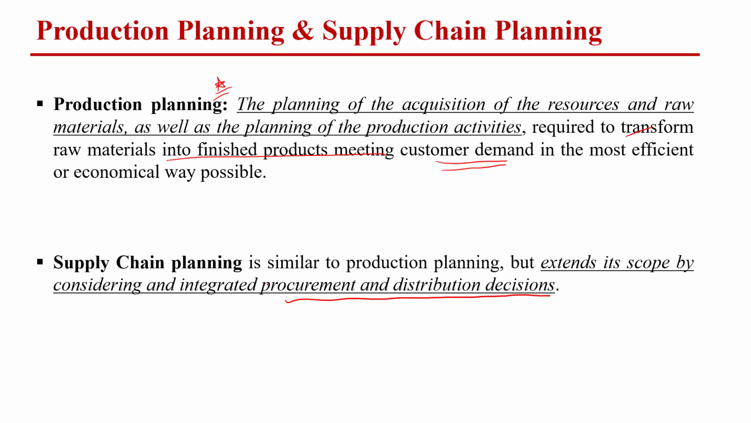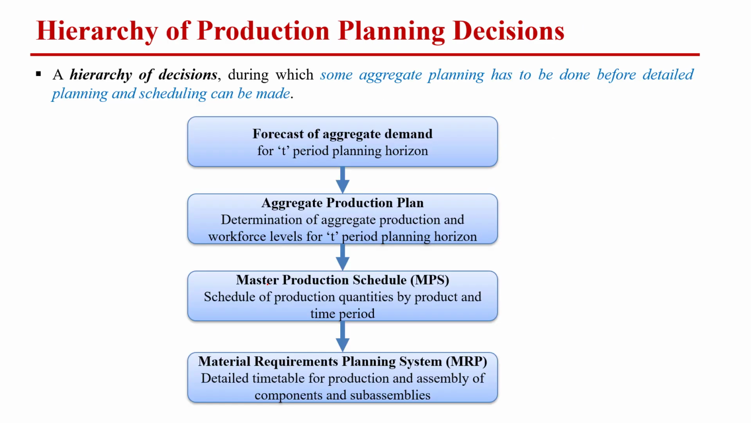Okay, so when we are talking about production planning, remember that in production planning we are making hierarchical decisions, which means we are moving from top to bottom. So we always start from the aggregated forecast demand. Okay, what is the meaning of aggregate?